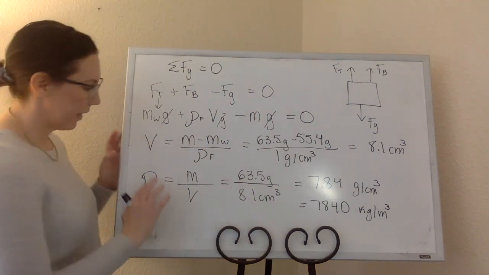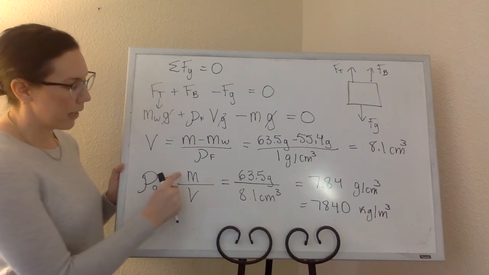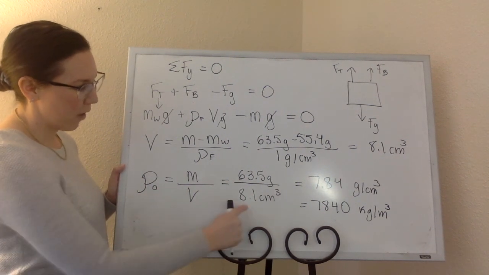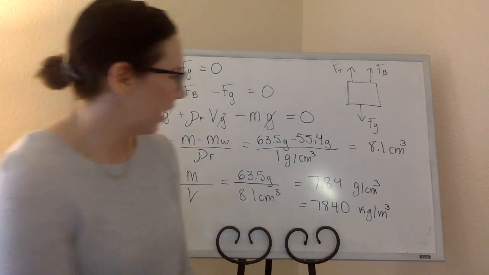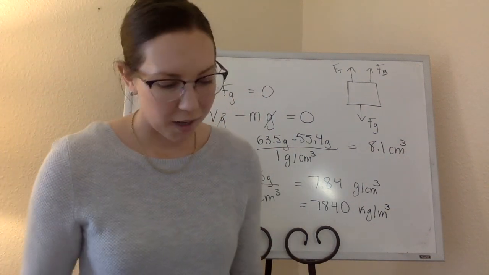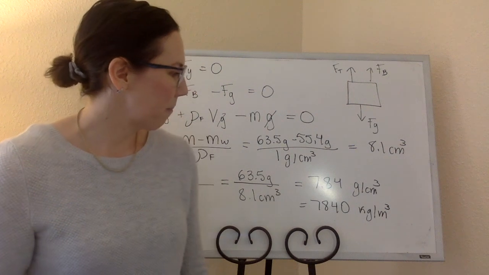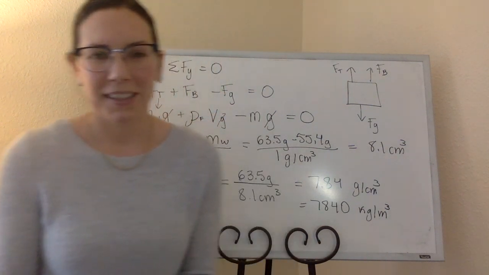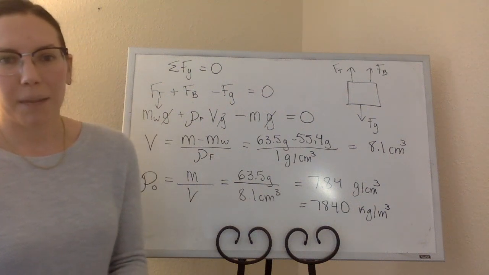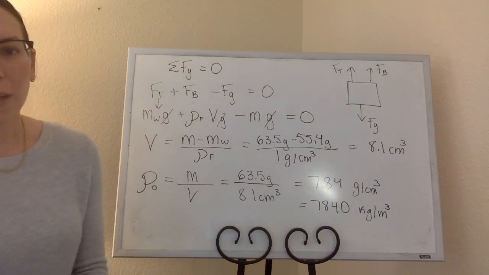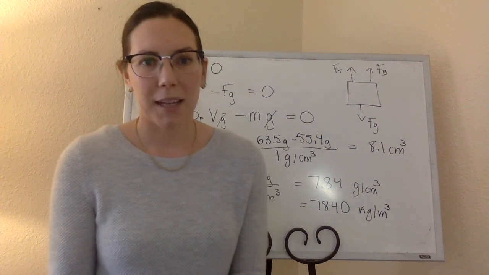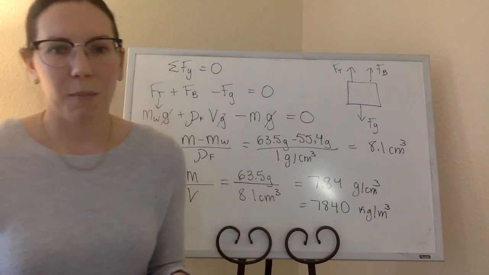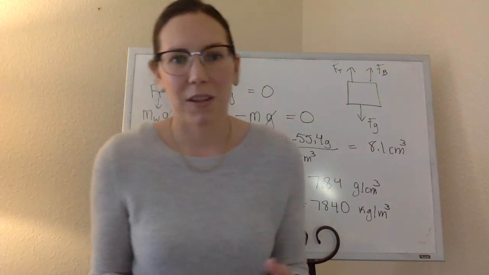Okay, so to calculate the density of the object, we take the true mass, 63.5 grams, over that volume, 8.1 centimeters cubed, which gives me 7.84 grams per centimeter cubed, or 7,840 kilograms per meter cubed. And again, if you look up a table of densities, what you'll find is that this is probably iron or steel.